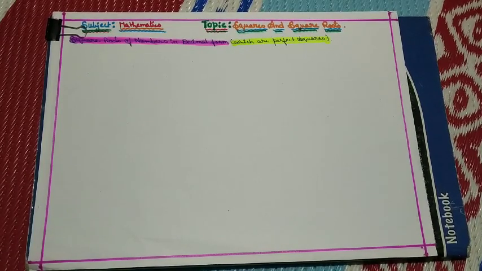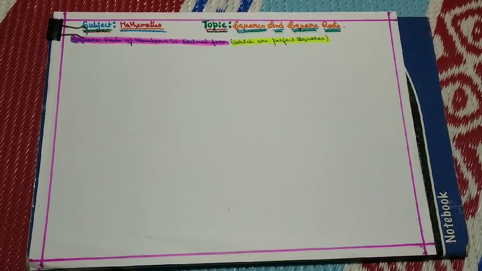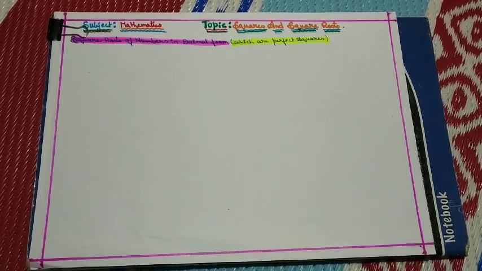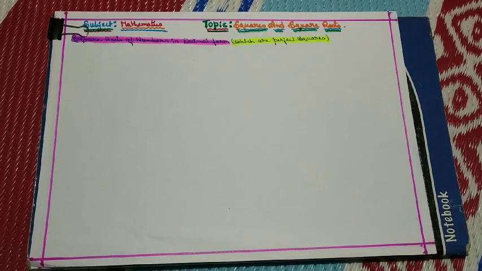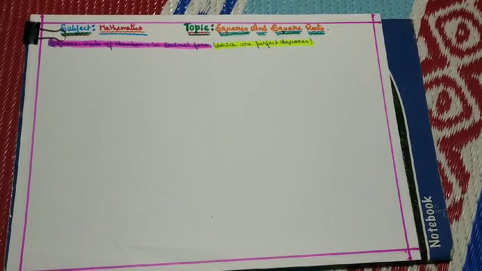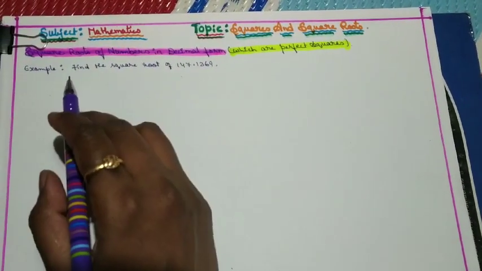We were in the chapter squares and square roots, and in the previous session we came across finding the square root of a rational number. So in today's session we are going to find the square root of numbers which are in decimal form. Let me explain this by taking one example.